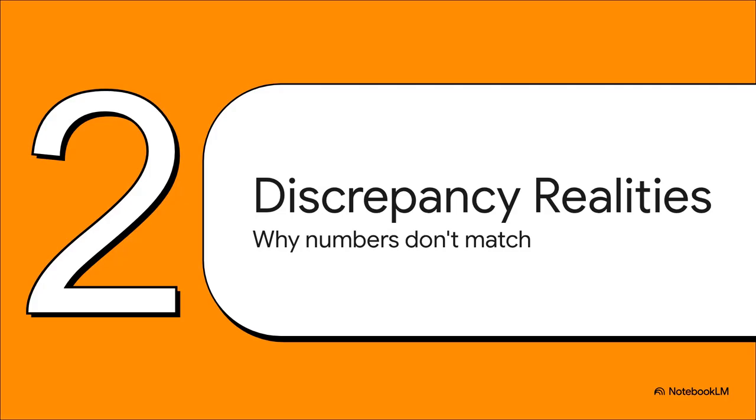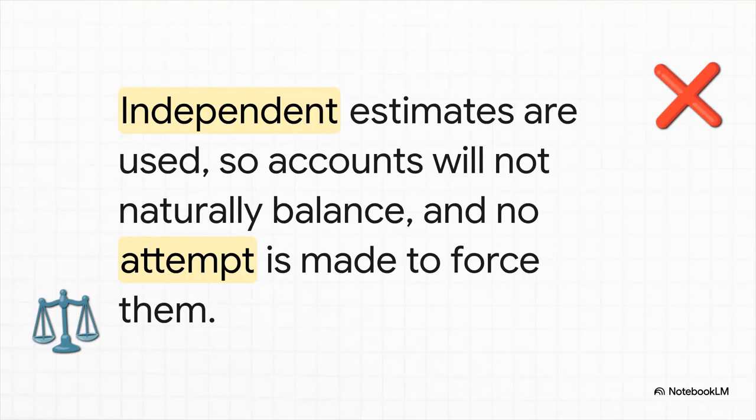Moving right along to section 2, discrepancy realities, or why numbers don't match. Now, this is where it gets messy and honestly kind of fascinating. Because we are relying on independent estimates, the accounts will not naturally balance. And here is the real kicker for your test. No attempt is made to force them to balance. Because different independent estimates are used to construct these national accounts, you're going to see differences. These pop up as statistical discrepancies or errors and omissions instead of perfectly matched columns. It's actually a feature of the system, not a bug.